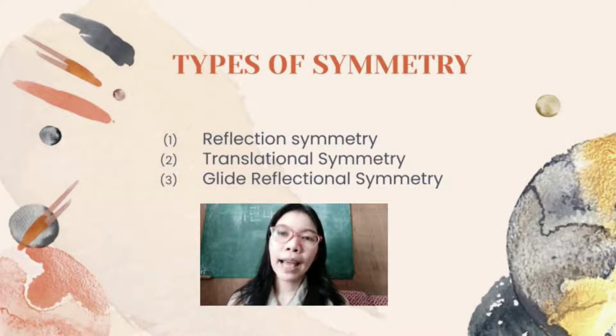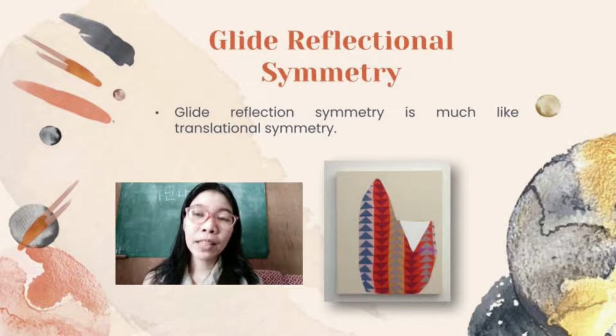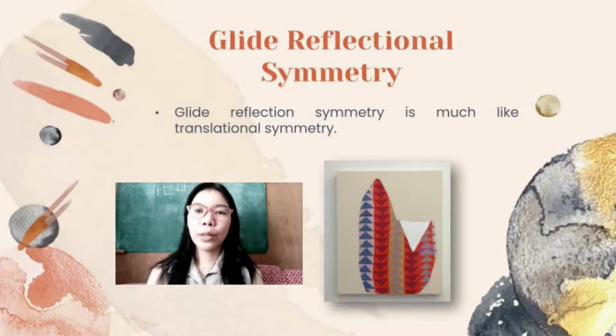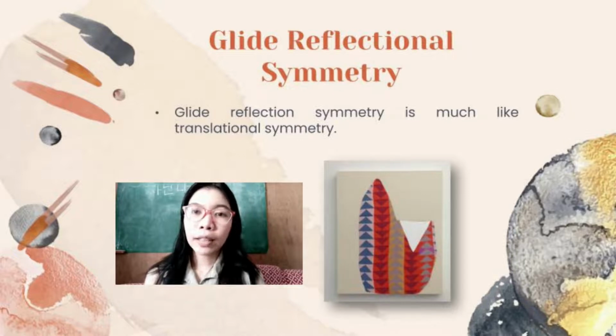Third, we have here glide reflectional symmetry. Glide reflectional symmetry is much like transitional symmetry. When you move a pattern a given distance in a given direction and then reflect it over a mirror line so that it lies exactly on top of the original pattern, that pattern has glide reflection symmetry. Also, a common example of this is the footprint in the sand.